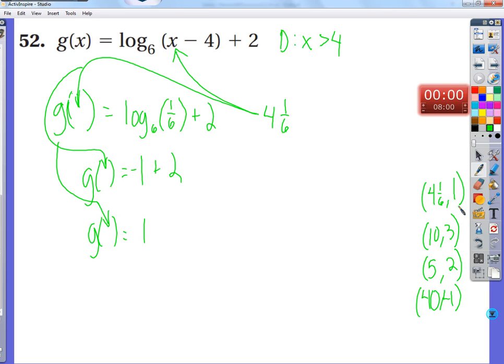Well, we got lots of points. Let's plot those points. We know what logarithm graphs should look like. So we got 4 and a 6th. 1, 2, 3, 4, and a 6th. It's very small. Comma 1.